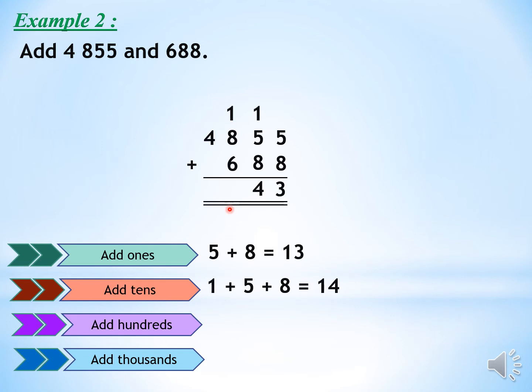Now adding hundreds. 1 hundred plus 8 hundreds plus 6 hundreds give 15. Yes, 1 should be regrouped, and 5 remains in the hundreds place. Now, adding thousands. 1,000 and 4,000s, 5,000s. Yes, so the sum of 4,855 and 688 is 5,543.